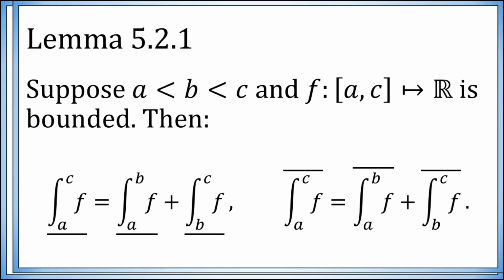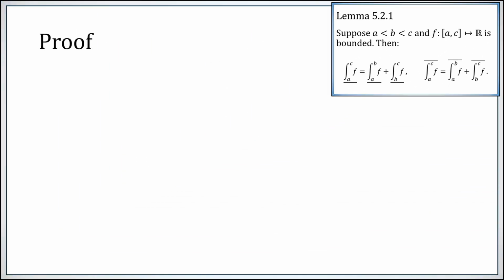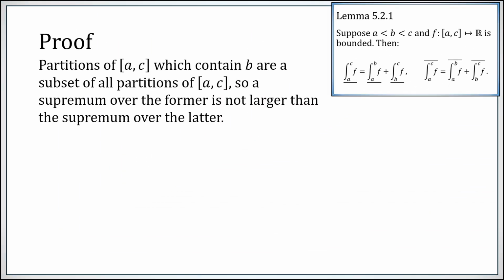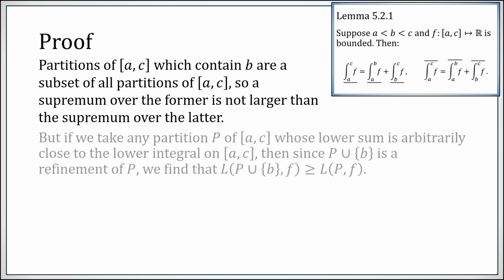As always, we've got to prove such things. Now, partitions of the interval from a to c which contain the point b are in fact a subset of all the partitions from a to c. So a supremum over the former cannot be larger than a supremum over the latter because it's a subset.